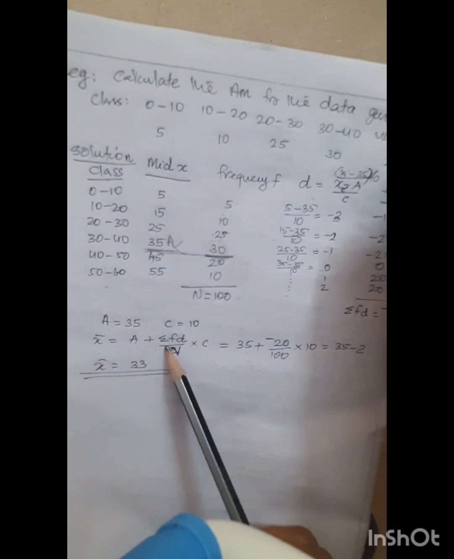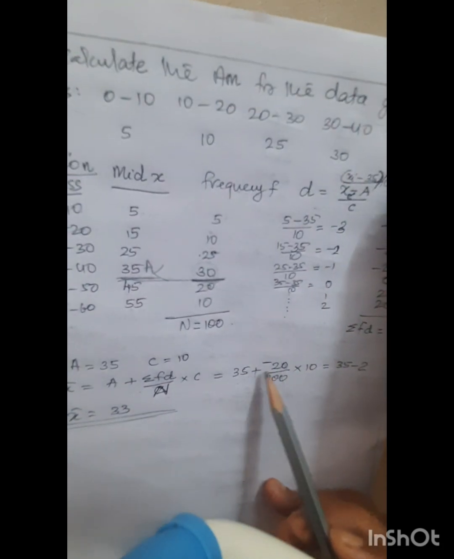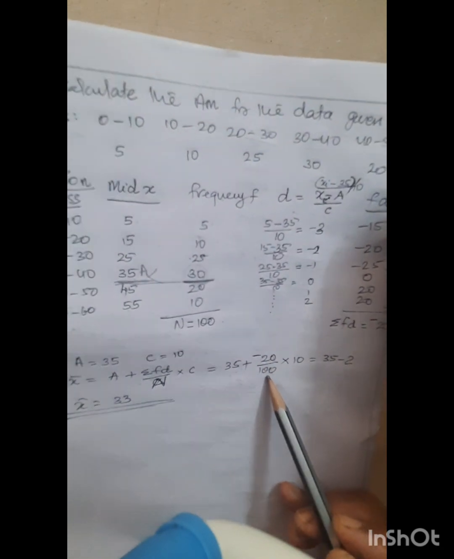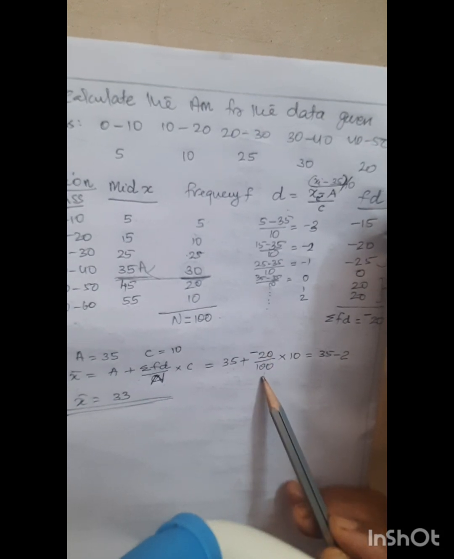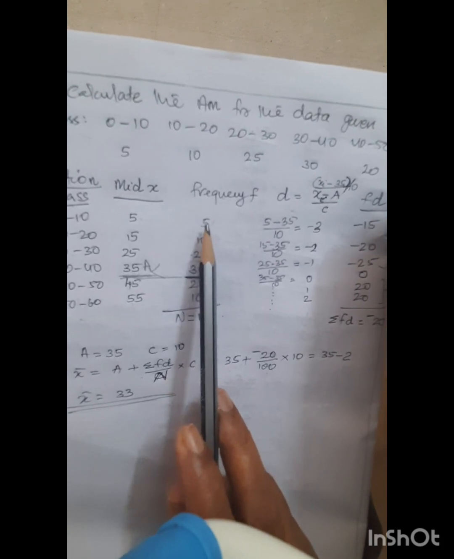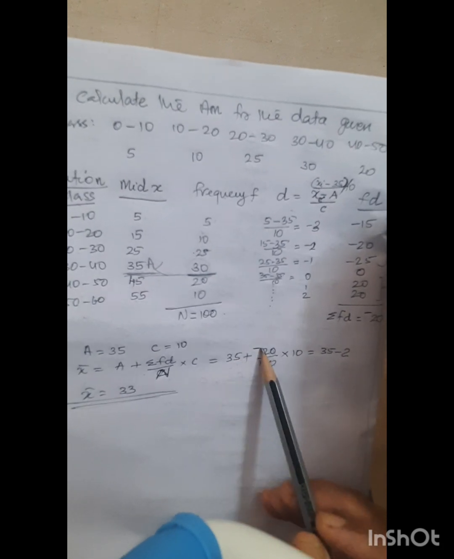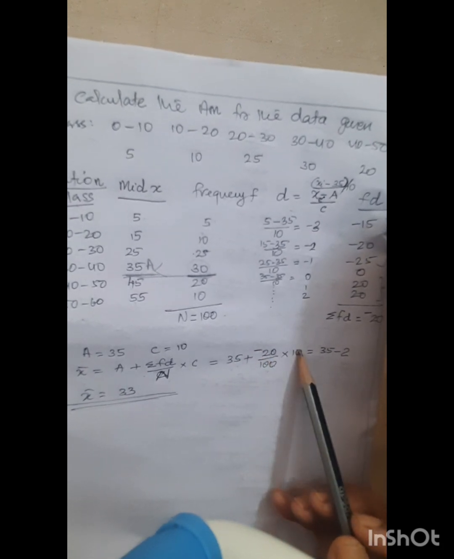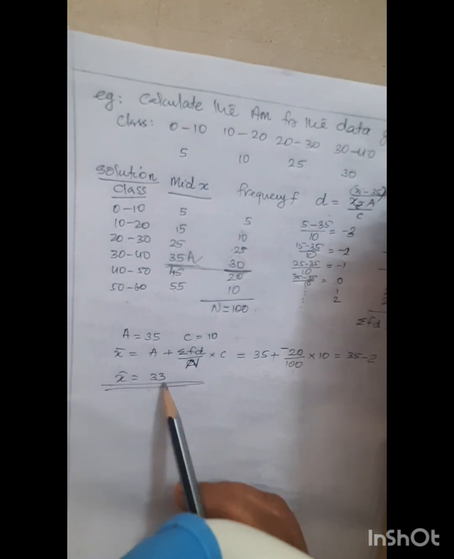Now come to the formula. X bar equals a plus sigma fd by n into c. That is 35 plus minus 20 by 100 into 10. This is a plus sigma fd by n. How will you write n? N is the total of these frequencies, so they add up to 100. So 35 plus minus 20 divided by 100 into the class interval. Then simplifying, we get 35 minus 2, which is 33, our mean.